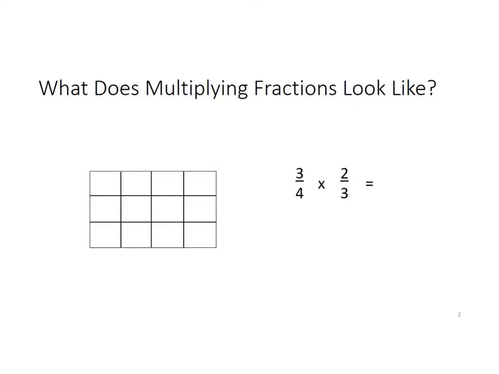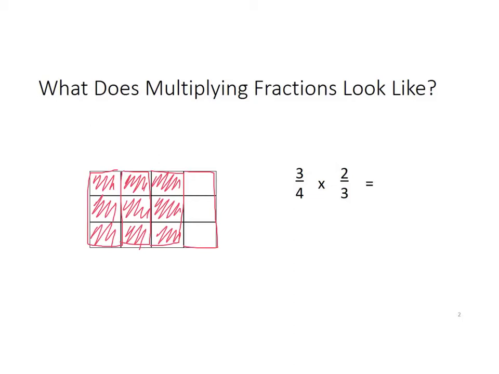Now, first we need to figure out what is 3/4 of her garden. Well, I'm going to draw 3/4 in red. So here's 1, 2, 3 out of the row of 4, 1, 2, 3 out of the row of 4, and 1, 2, 3. So that's 3/4 of her garden. Another way of looking at that is, here's 1, 2, 3 out of the 4 are colored in. So 3/4 of her garden.